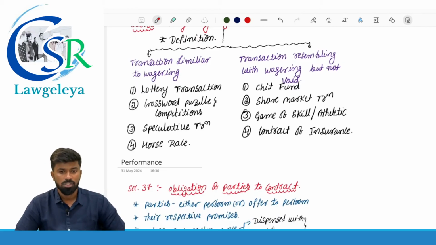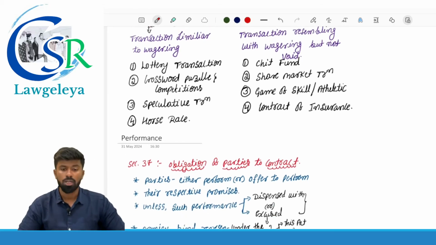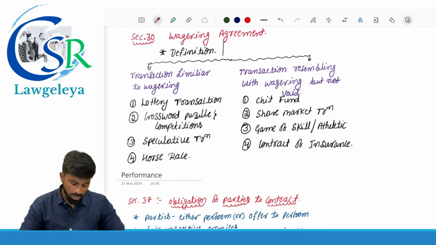Example, lottery transaction, prohibited, it's also punishable, but in Kerala it is allowed. Next one, crossword puzzle and competitions with pre-prepared answers with the publishers, wagering agreements. Next one, speculative transactions, wagering agreements, horse race, wagering agreement.